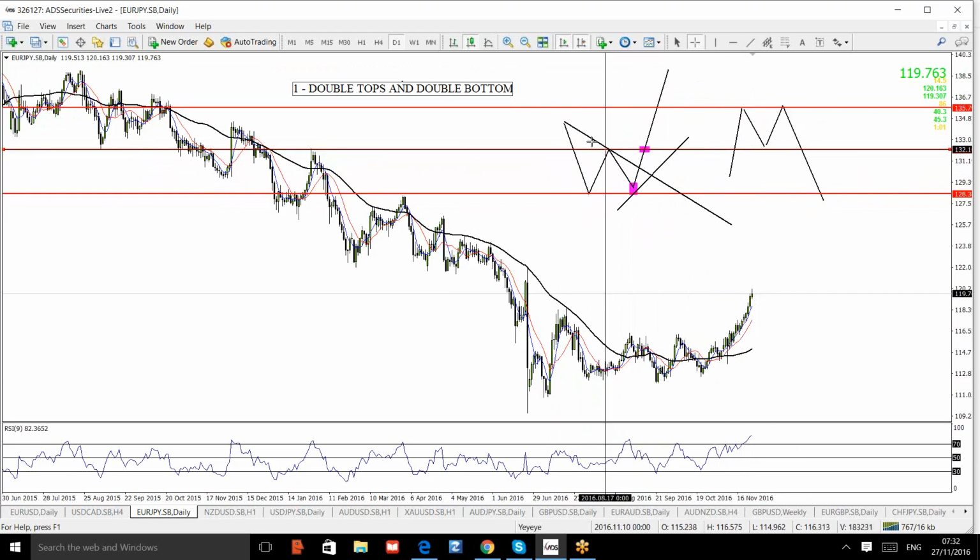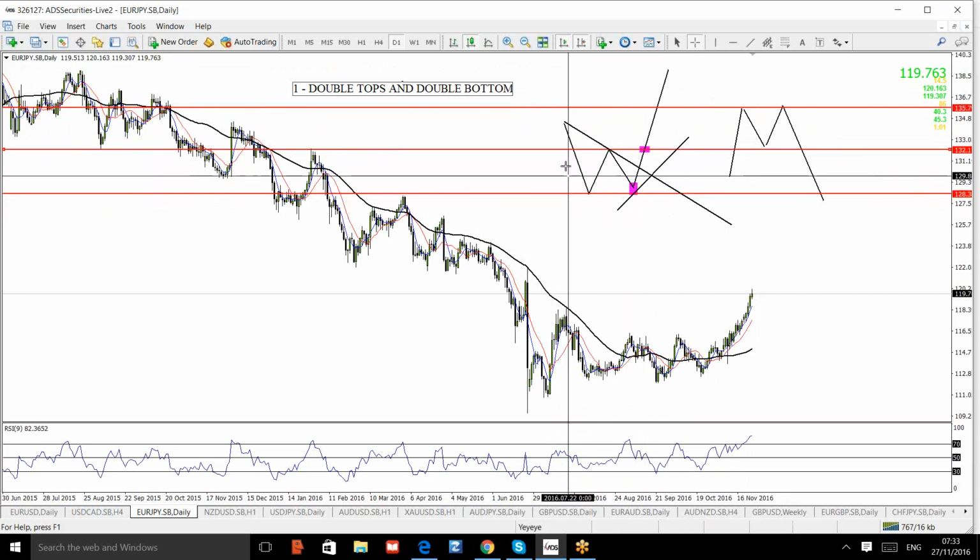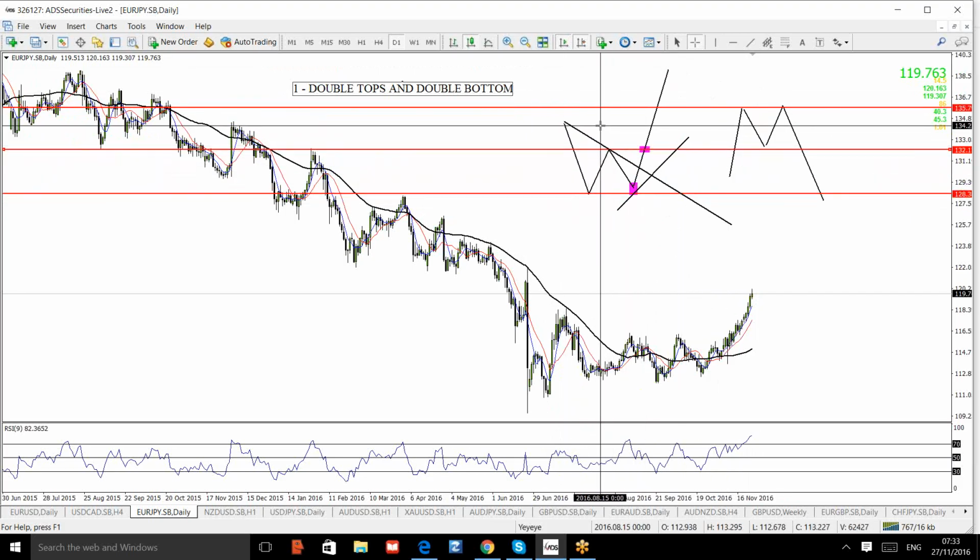Similarly, guys, the double bottoms look like W. It's very simple. Can you see this W, guys? So just look for W at support and M at resistance. It's pretty simple. W and M.